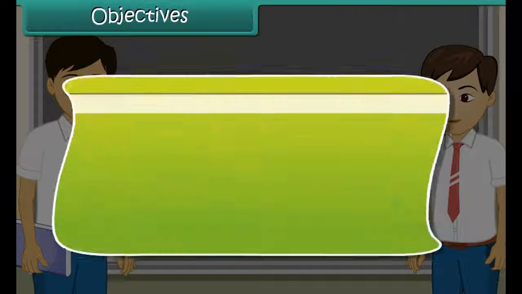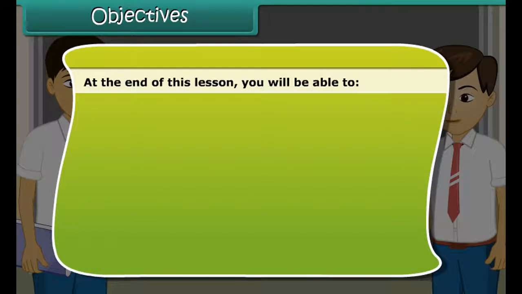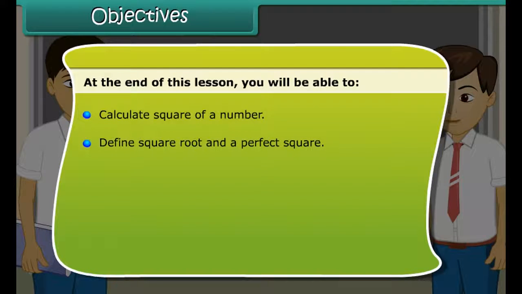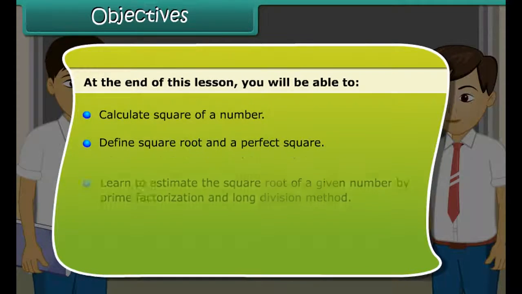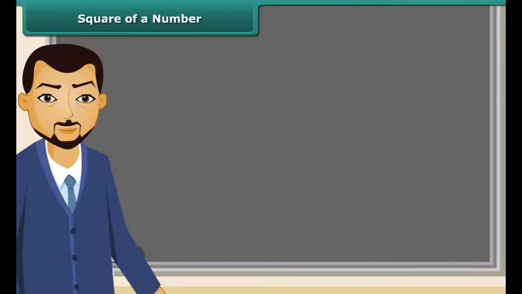Objectives. At the end of this lesson, you'll be able to calculate the square of a number, define square root and a perfect square, and learn to estimate the square root of a given number by prime factorization and long division method.